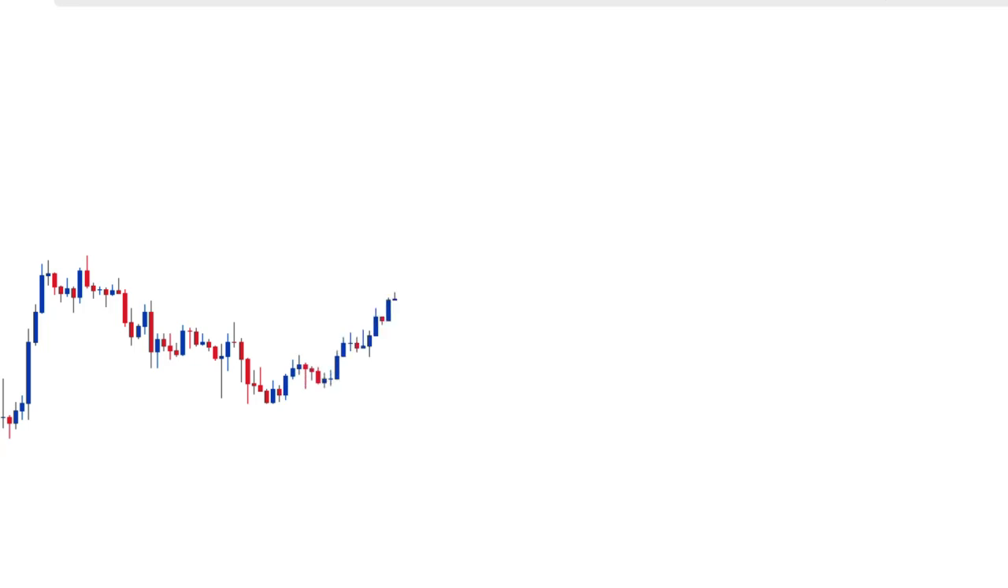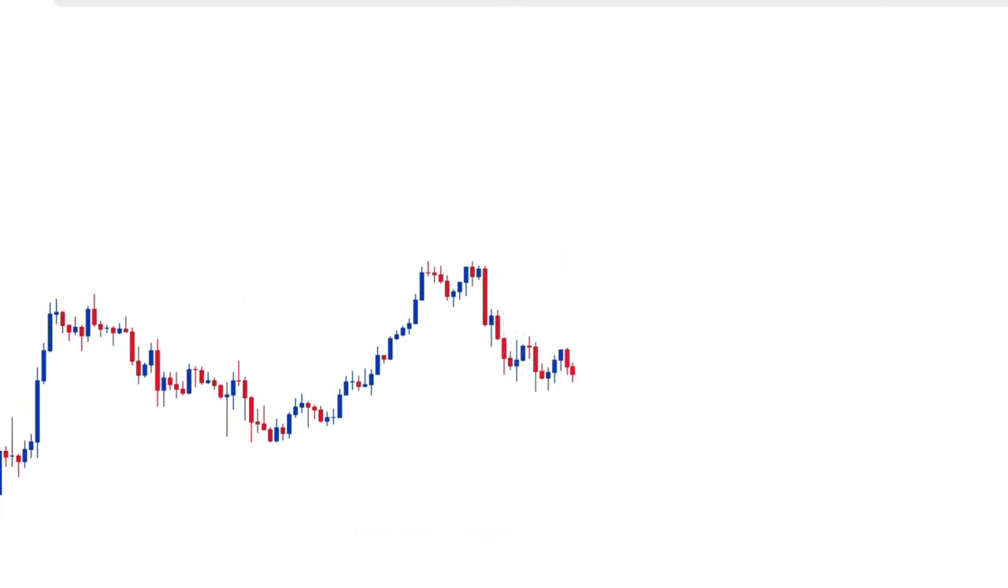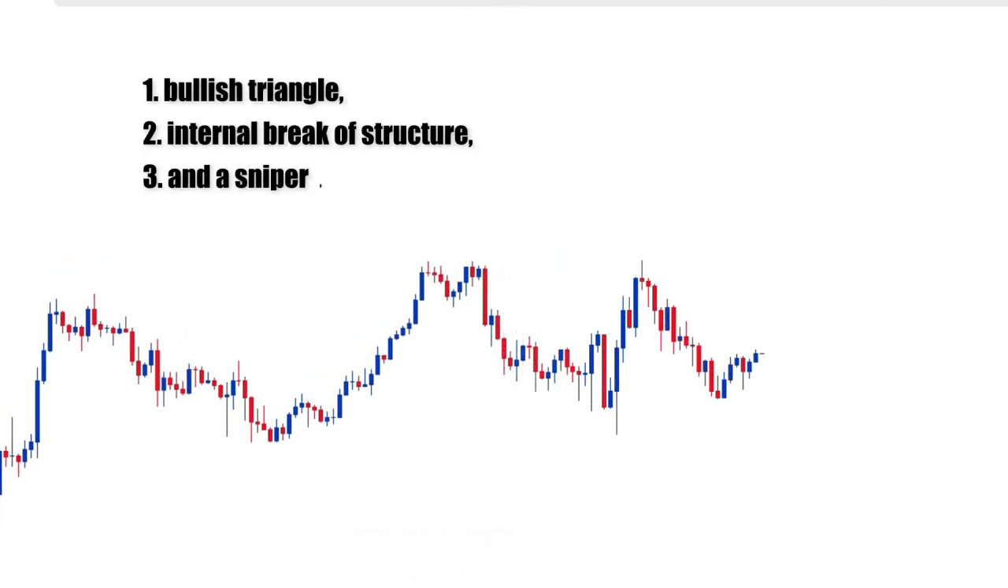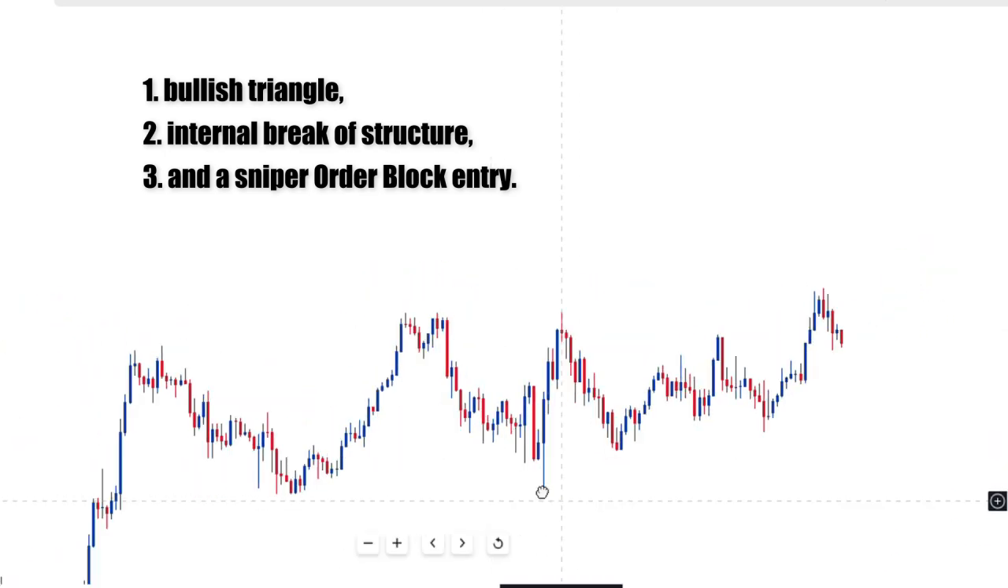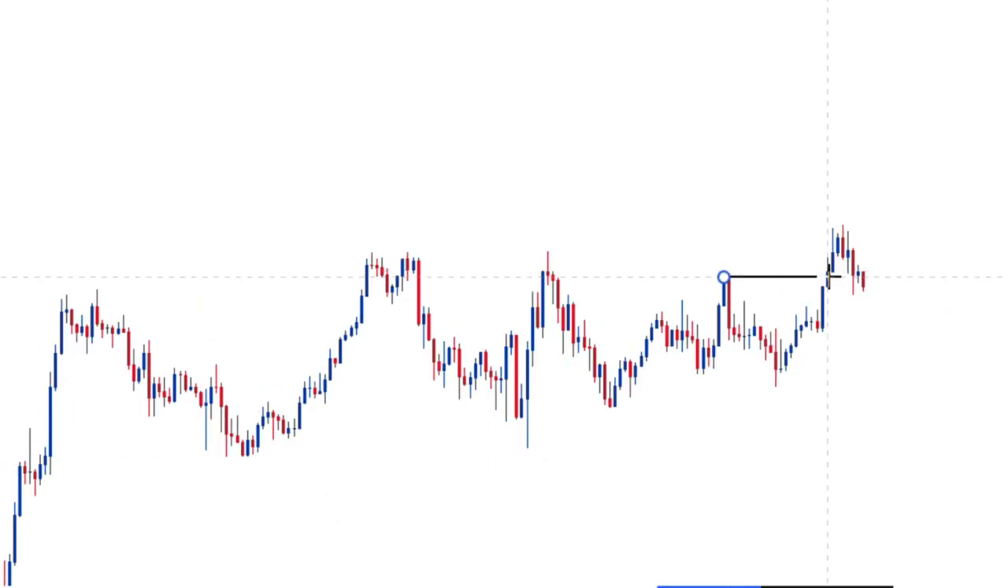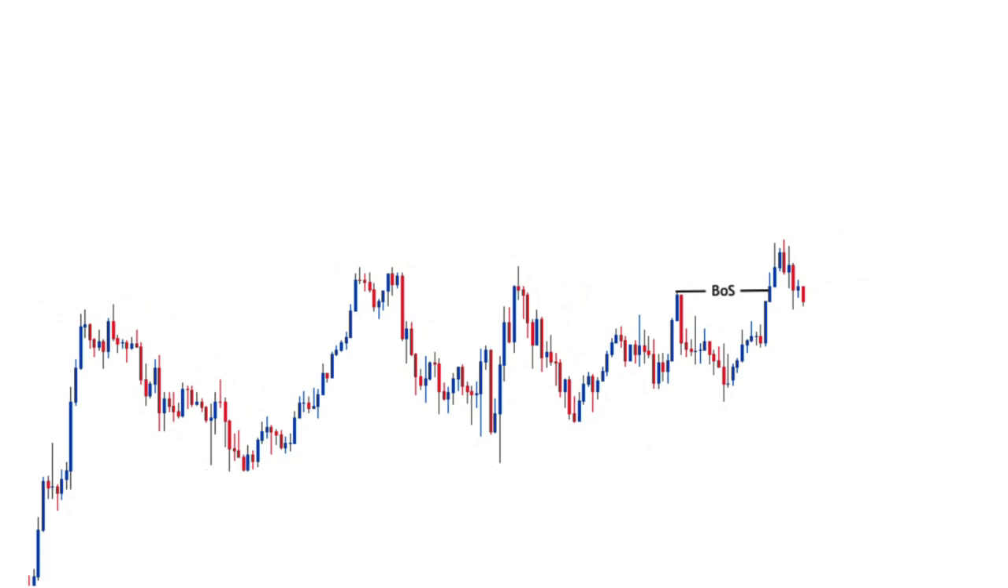Alright, listen carefully. Today I'm going to show you how I trade gold when it's in accumulation, using a bullish triangle, internal break of structure, and a sniper order block entry. Trust me, this is not the breakout strategy everyone on YouTube teaches. This is patience. This is structure. This is risk management. Let me build one specifically for you.